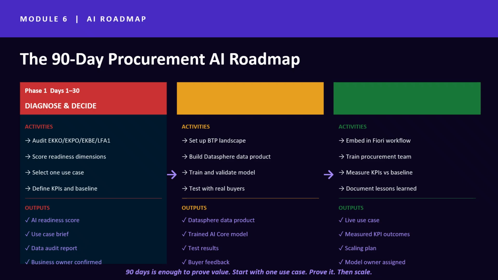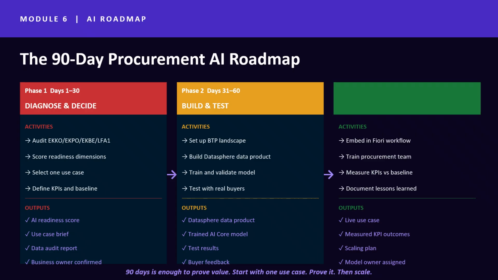Days 31 to 60. Build and test. Set up your BTP landscape. Build the DataSphere data product. Train and validate your model. Test with real buyers and capture feedback.